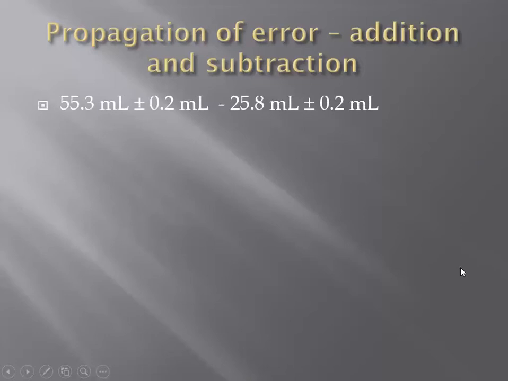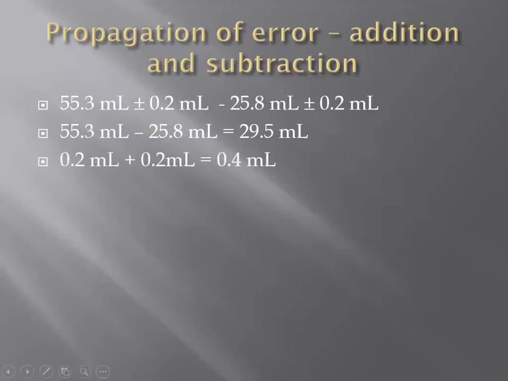Let's look at another example. Let's say I'm finding the volume of something by water displacement. I put some water in a graduated cylinder, put an object in there, watch the water go up, and then I subtract the two volumes to find the volume of this object. I've recorded two different volumes, and let's say my graduated cylinder's uncertainty is 0.2. I'm subtracting, so I subtract those two values and get 29.5. But whether you're adding or subtracting, you should add uncertainties. So 0.2 plus 0.2 is 0.4.